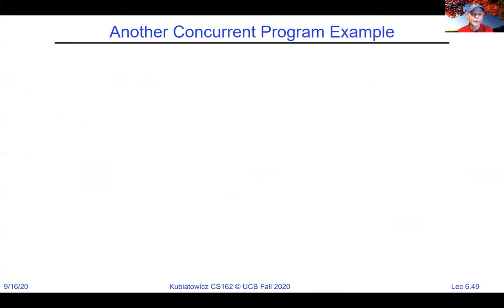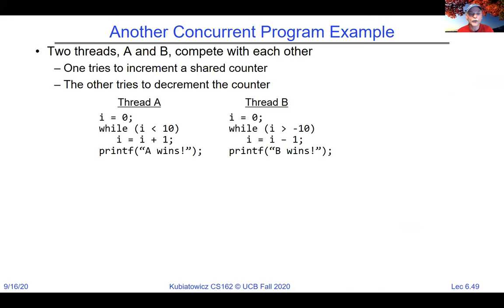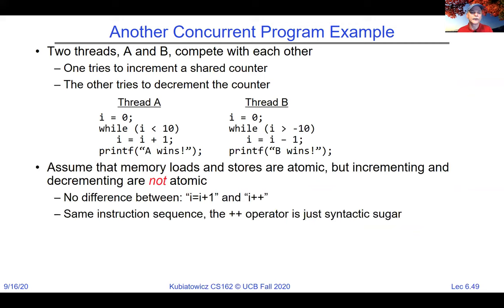But another concurrent programming example might be two threads, A and B, competing with each other. A gets to run, B gets to run. So what do we see here? Well, assume that memory loads and stores are atomic, but incrementing and decrementing is not. By the way, I equals I plus 1 and I plus plus are the same as far as this is concerned, because they compile to the same thing. And what happens here? Who wins?